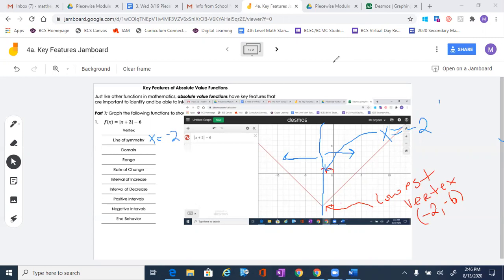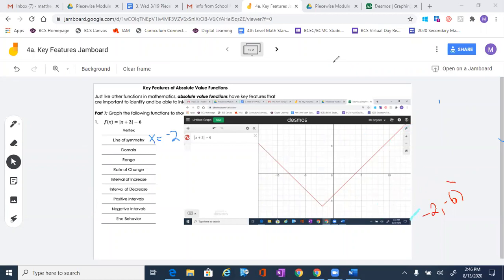Okay, and then we can go ahead and we can do the domain, and the domain's nice because it's pretty easy in this case. The domain, let me go ahead and write this, is -2, -6. The domain is simple.